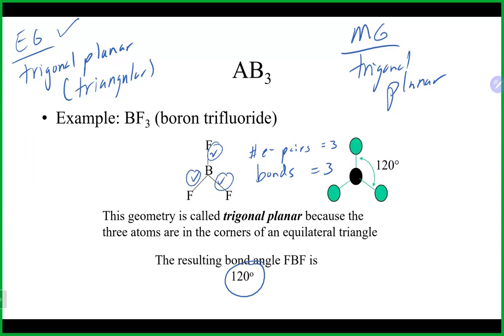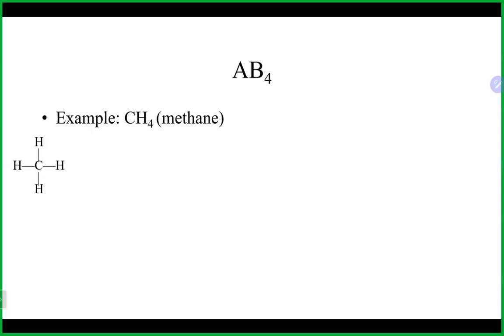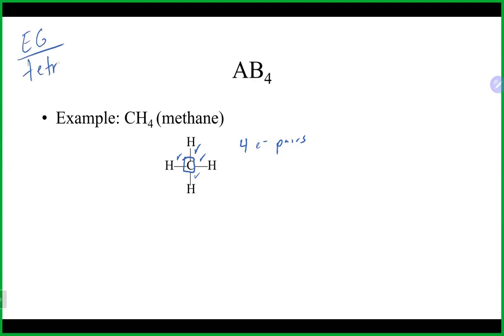The next geometry is one where we have CH4. Again, looking at the center atom: 1 electron pair, 2 electron pairs, 3 electron pairs, 4 electron pairs. Again, with 4 electron pairs, the electron pair geometry name is tetrahedral. We also have 1, 2, 3, and 4 bonds. With 4 electron pairs and 4 bonds, the molecular geometry will also be tetrahedral in this case.